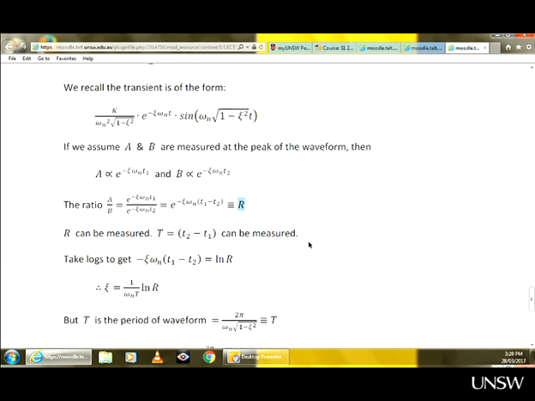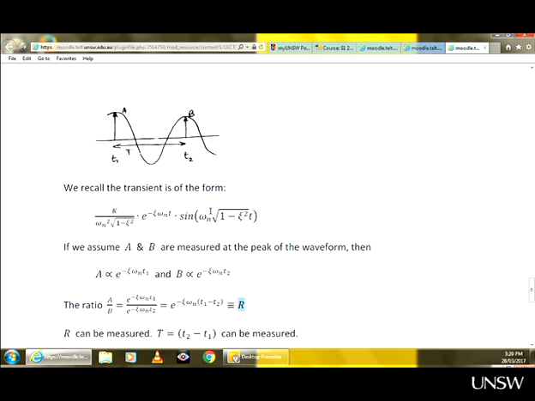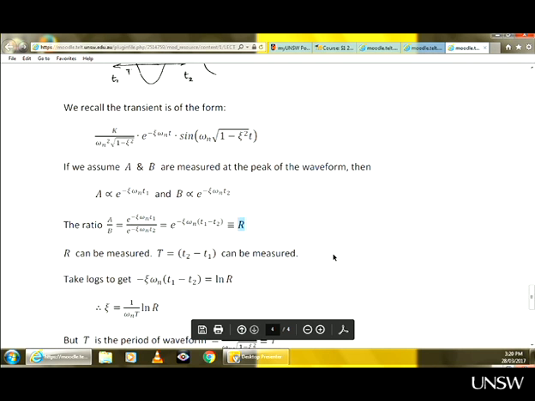Okay. So that's something you measure from the graph. You measure A, you measure B, and find the ratio. So R is obviously going to be greater than 1 because A, the first amplitude, is greater than the second amplitude.